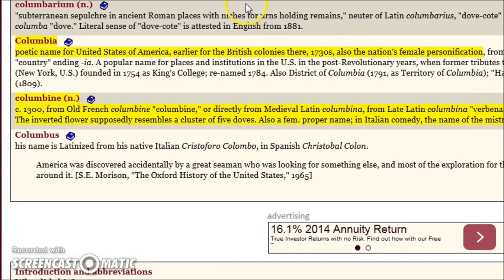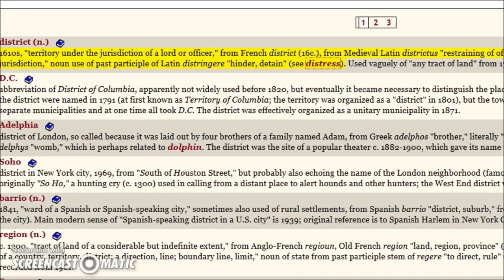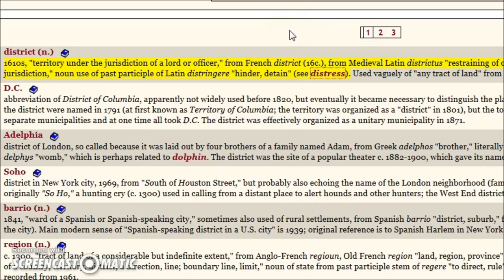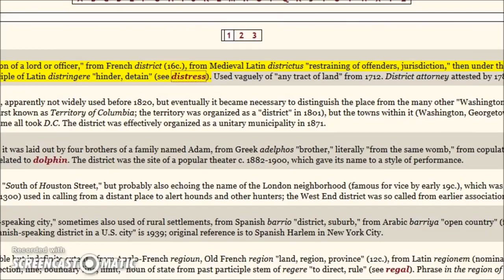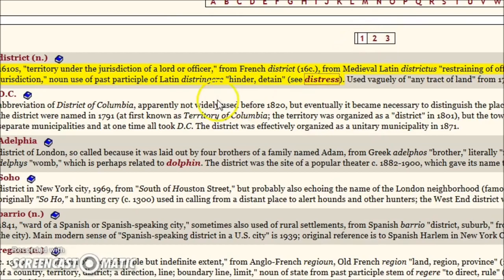And when you say district, like district attorney, a district is a member of something greater. So the District of Columbia is a member of something greater than itself. So here we see district is territory under jurisdiction, whose business of a lord or officer, from medieval Latin districtus, restraining of offender's jurisdiction. Then under the feudal system, the area of jurisdiction, noun use of past participle of Latin distringere, meaning to hinder and detain, see distress. So to hinder, detain, and distress a dove.